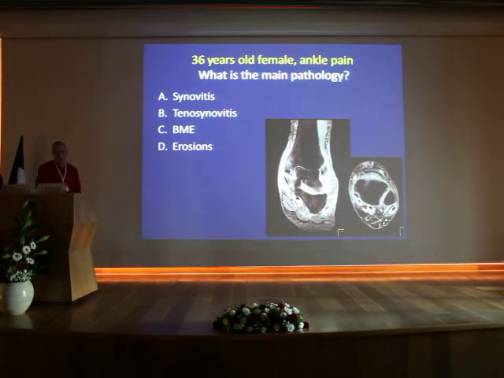We have a 36-year-old female with ankle pain. What is the main pathology here? Is it synovitis? Is it tenosynovitis? Is it bone marrow edema, or are there erosions? What do we see here? This is coronal T2 fat suppression. This is, I think, after the T1 fat suppression. And what do we see here?